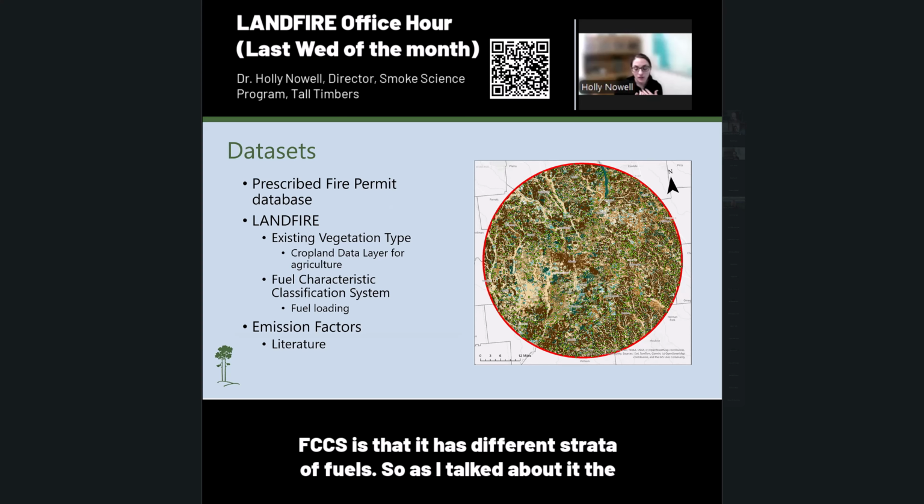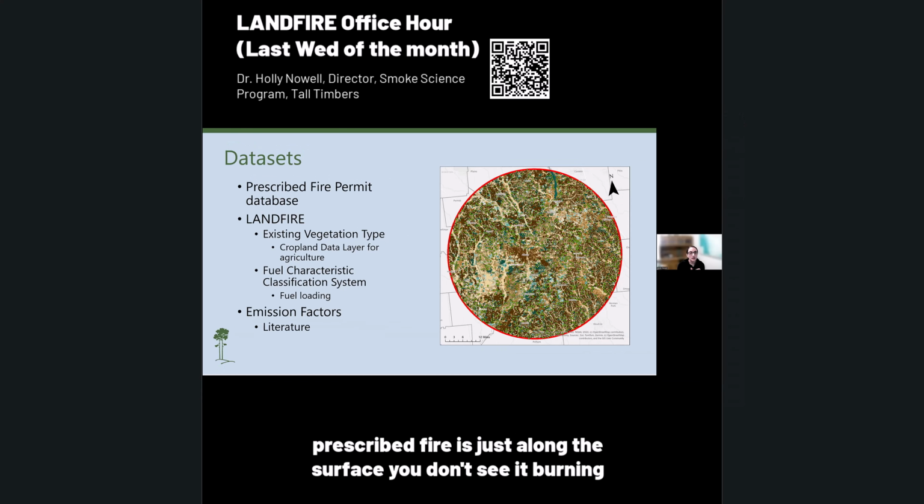And what's great about FCCS is that it has different strata of fuels. So as I talked about at the beginning, prescribed fire is just along the surface. You don't see it burning down trees, or what we call crown scorch when you see the wildfires where it gets up into the top of trees. It's staying along the ground. So because FCCS has different strata, I can pick to not include canopy fuels, but to include all the fuels on the ground that go into that fuel loading.